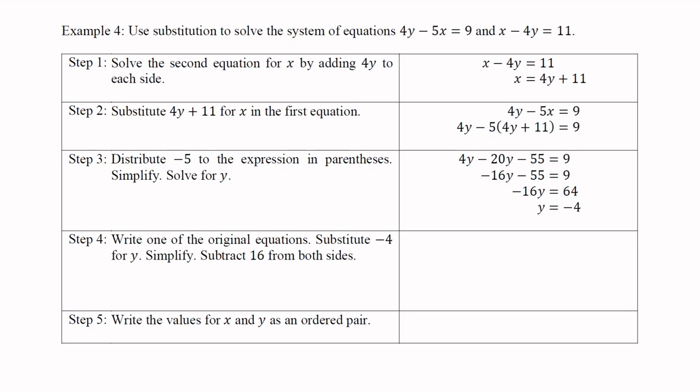Now we're going to plug that value for y into one of the two equations, and let's substitute it into the second one because it looks easier to work with. So we substitute -4 in. -4 times -4 gives us +16. Subtract 16 from each side, and you get x equals -5. So our solution is the ordered pair (-5, -4).